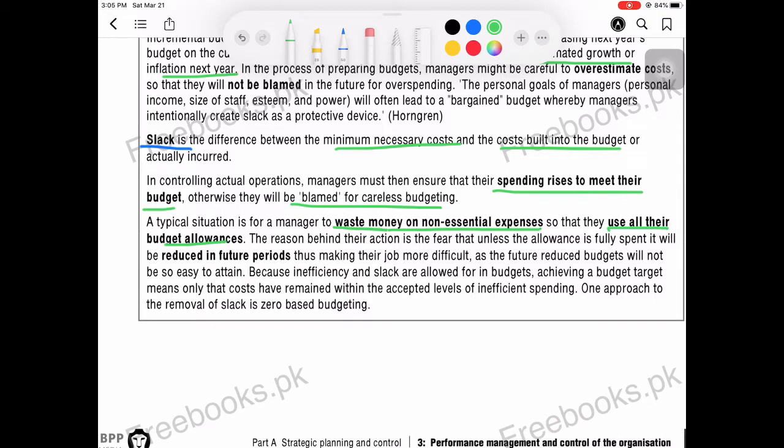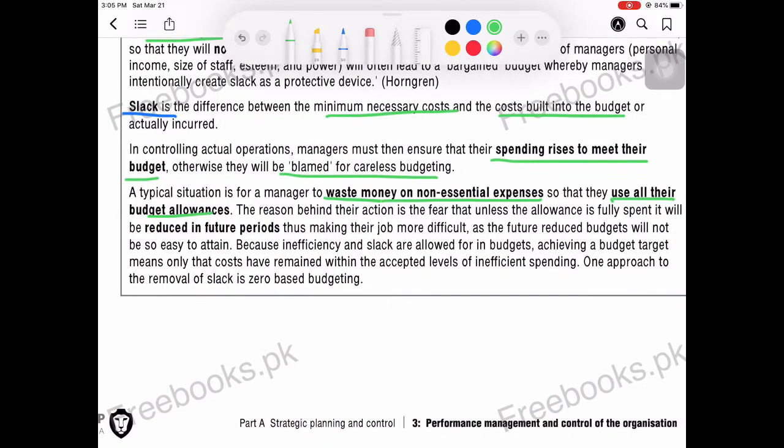A typical situation is for a manager to waste money on non-essential expenses so that they use all their budget allowances. The reason behind this action is the fear that unless the allowance is fully spent, it will be reduced in the future period, thus making their job more difficult, as the future reduced budgets will not be easy to attain. Because inefficiency and slack are allowed for in budgets, achieving a budget target means only that the costs have remained within the accepted levels of inefficient spending.